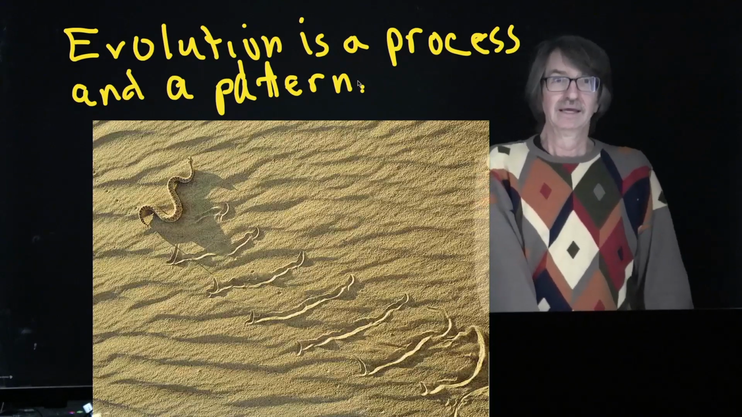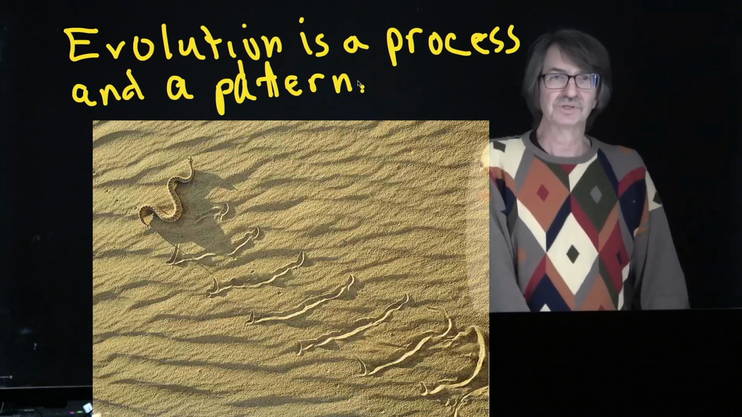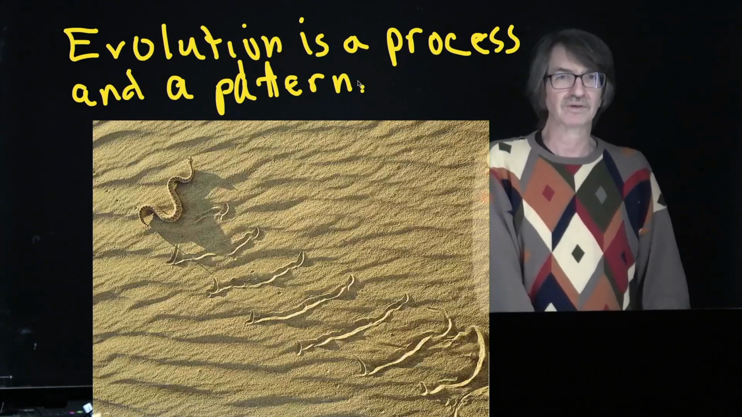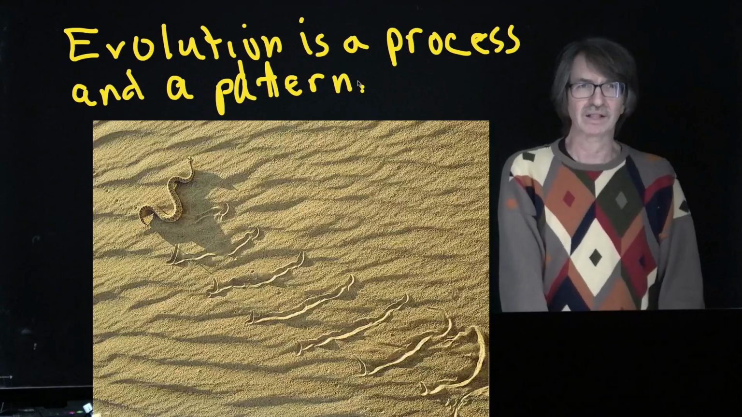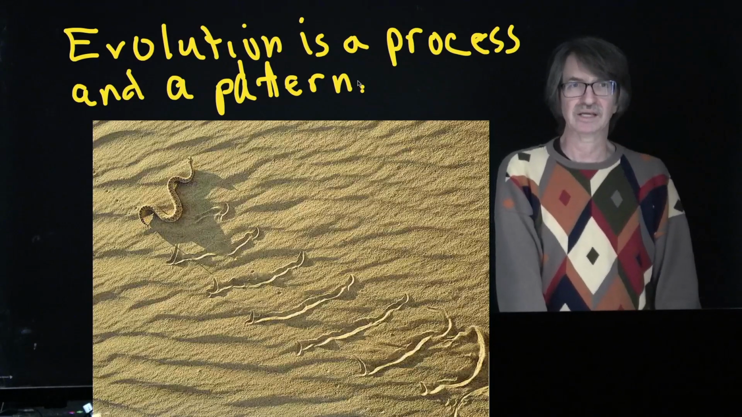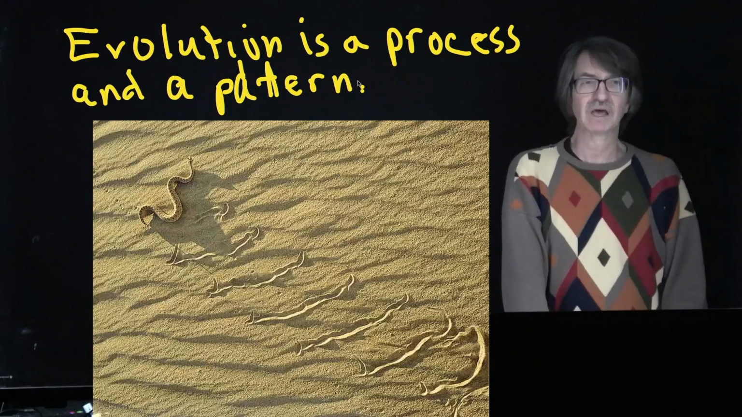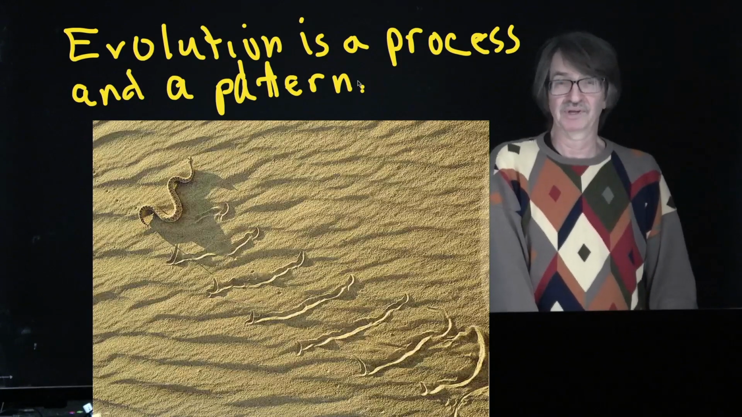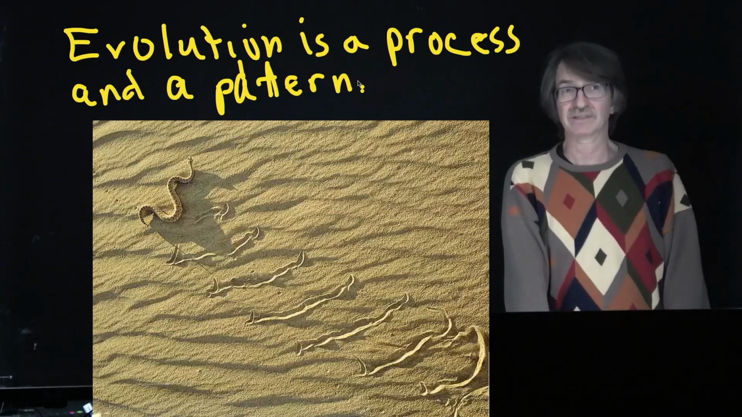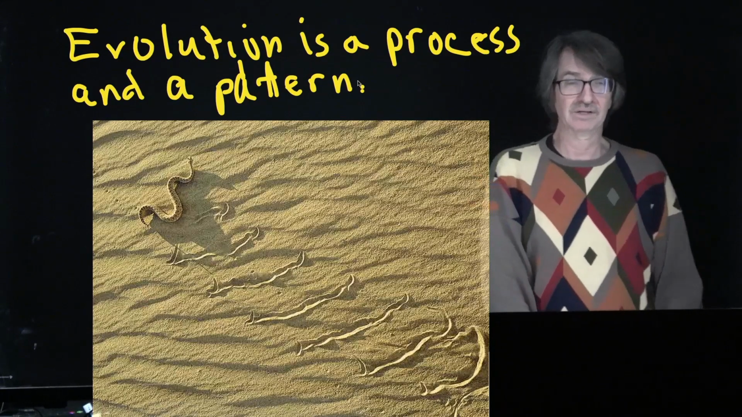So here is the explanation. So evolution is a process and a pattern. A snake crawling through the desert sands is a process and a pattern. The snake crawling, the actual physical movement of the snake's body, is the process, and it leaves marks in the sand. It leaves patterns of marks in the sand that are consistent with, for example, the direction it crawled, the size of the snake, the type of snake, and that's a pattern.